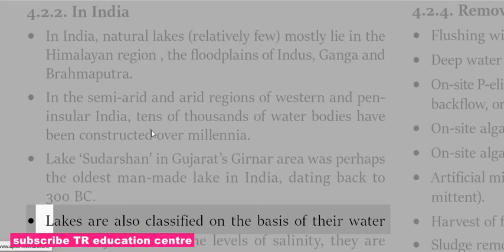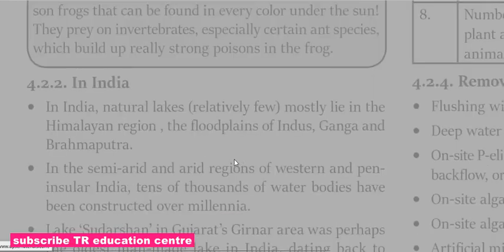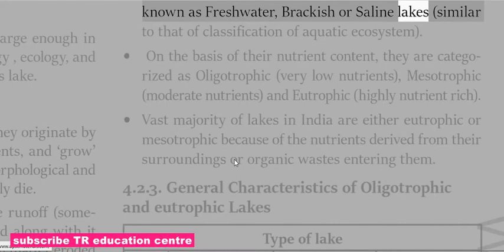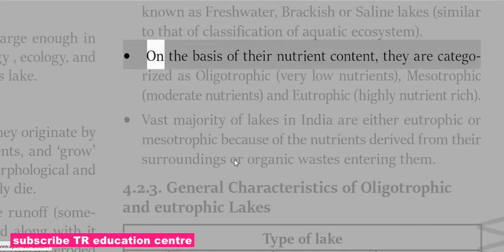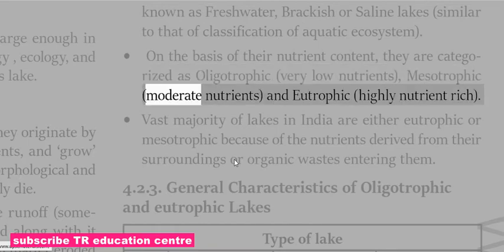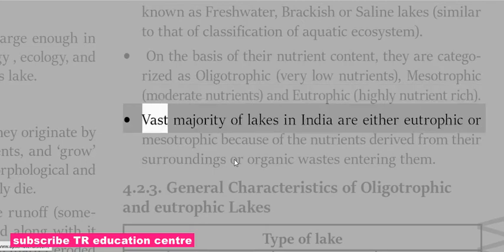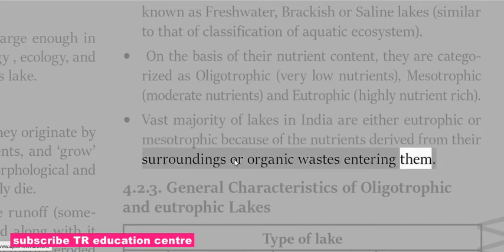to 300 BC. Lakes are also classified on the basis of their water chemistry. Based on the levels of salinity, they are known as freshwater, brackish or saline lakes, similar to that of classification of aquatic ecosystem. On the basis of their nutrient content, they are categorized as oligotrophic, very low nutrients, mesotrophic, moderate nutrients, and eutrophic, highly nutrient-rich. The vast majority of lakes in India are either eutrophic or mesotrophic because of the nutrients derived from their surroundings or organic wastes entering them.